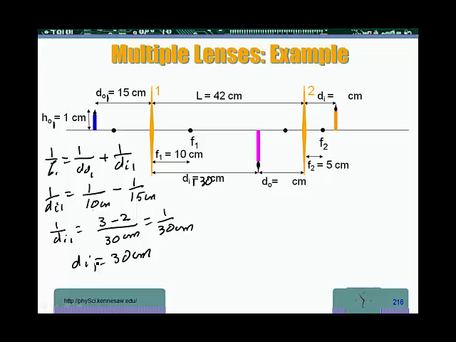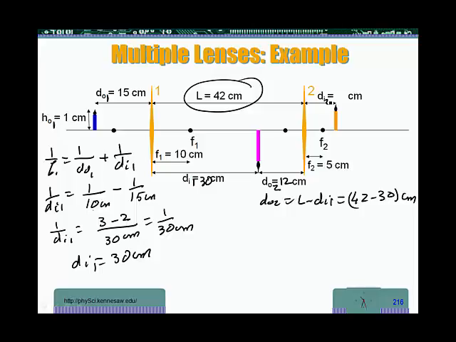Now the next part is to find DO2. Since they give us the separation between both lenses, which is 42 centimeters, DO2 is going to be equal to L minus DI1. In this case, it's 42 minus 30 centimeters, or 12 centimeters.